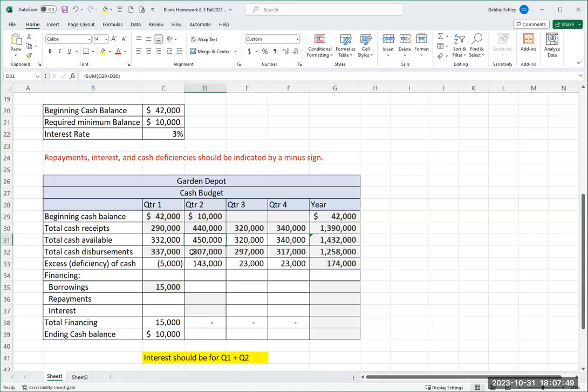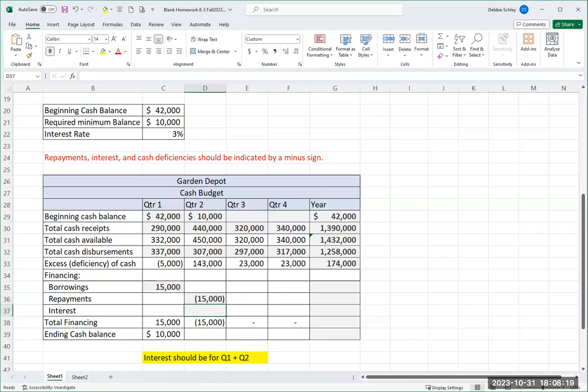And they told me my total cash disbursements. And so it's going to be the total cash available minus the disbursements equals my excess or deficiency of cash. So suddenly I have $142,000. And so I am going to repay, equals a negative $15,000 because I'm repaying it.